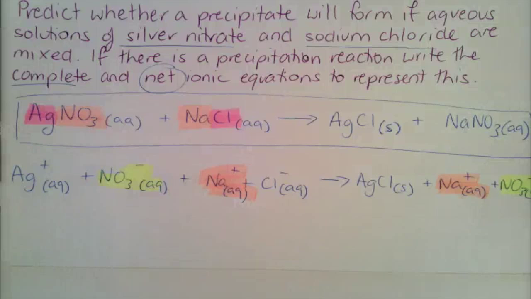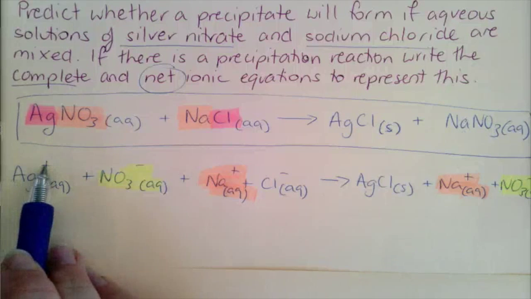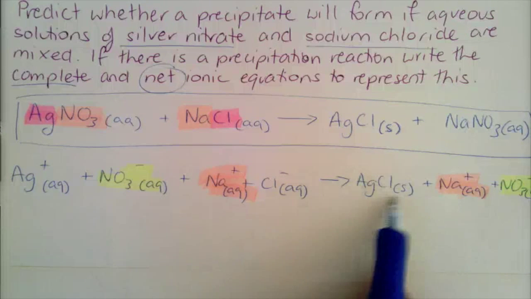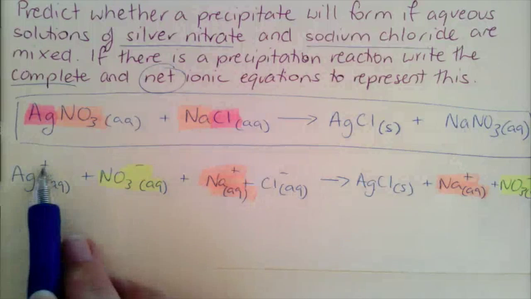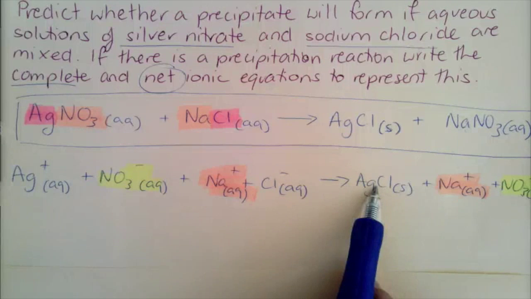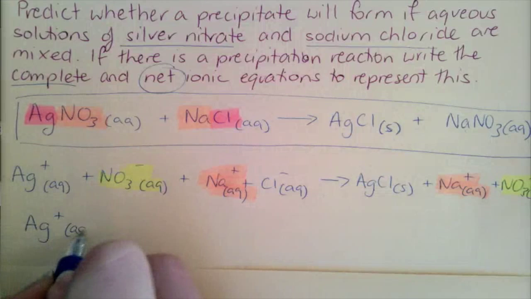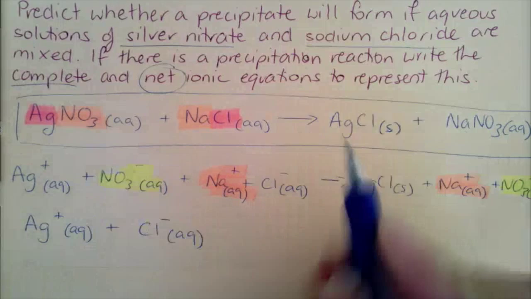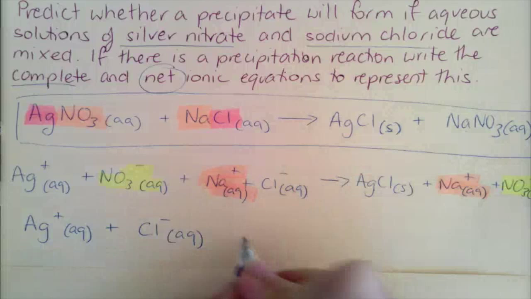Now what has changed is the silver has gone from being in solution with a positive charge to being neutral with no charge, because now it's in a compound as a solid. So it has had a change of state, okay? And it's no longer an ion, it is now neutral as part of this compound over here. So our net ionic equation, and we can see here the chlorine has also had the same thing. It's gone from an aqueous solution into a solid.